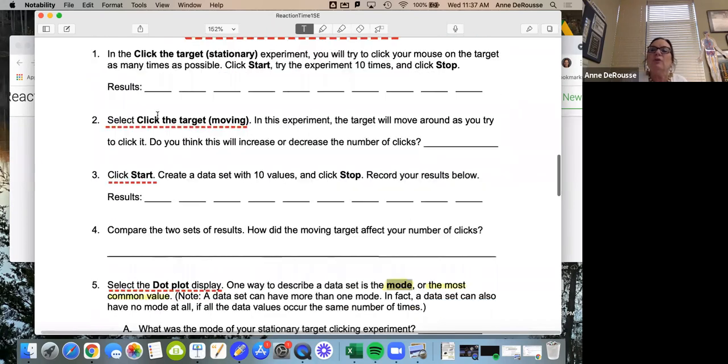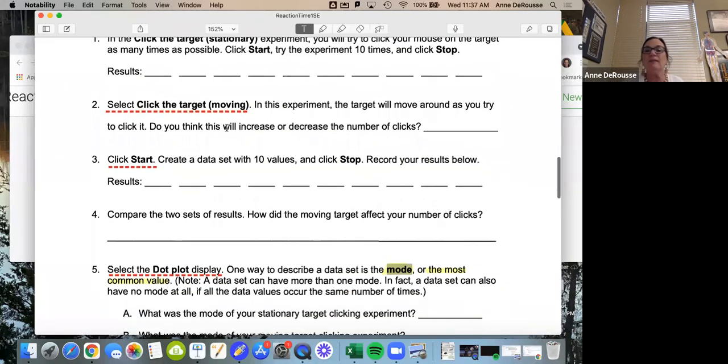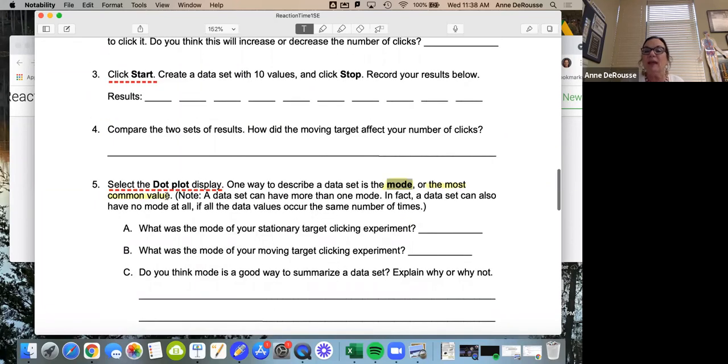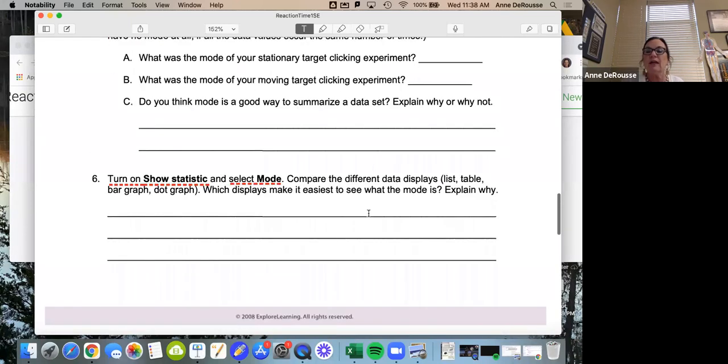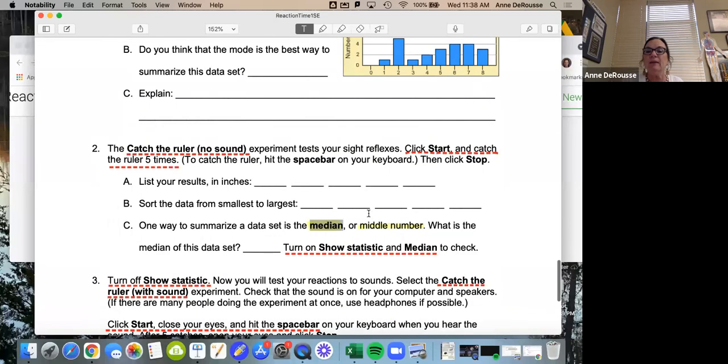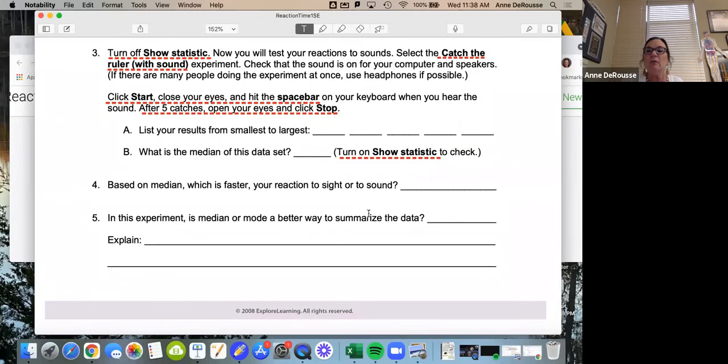So if you follow the instructions, it's going to be really important. I've highlighted some things, but you're going to have to read every word because it's going to tell you how to set up your gizmo. It's going to tell you how many times you're supposed to do it. And then it's going to tell you which display, and then it's going to explain everything you need. So it's just going to be really important that you read all the instructions. You're going to do activity A and activity B, and that will be due tomorrow.